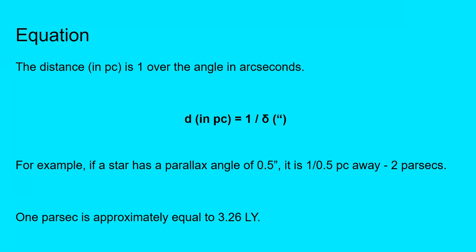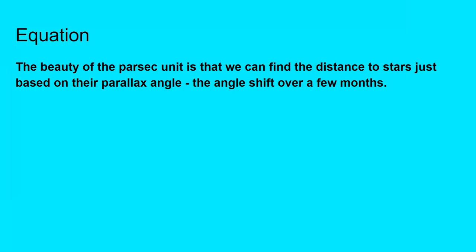This technique generally only works for the nearest things, but still it's a pretty cool technique, and it's a nice simple way to do it mathematically. Well, as long as you have a calculator handy. And as I say, the beauty of the parsec unit is that we can find the distance to stars just based on their parallax angle. And that's the angle shift over a few months. And the picture I just showed you, it's basically 3 months, although you can do it differently.